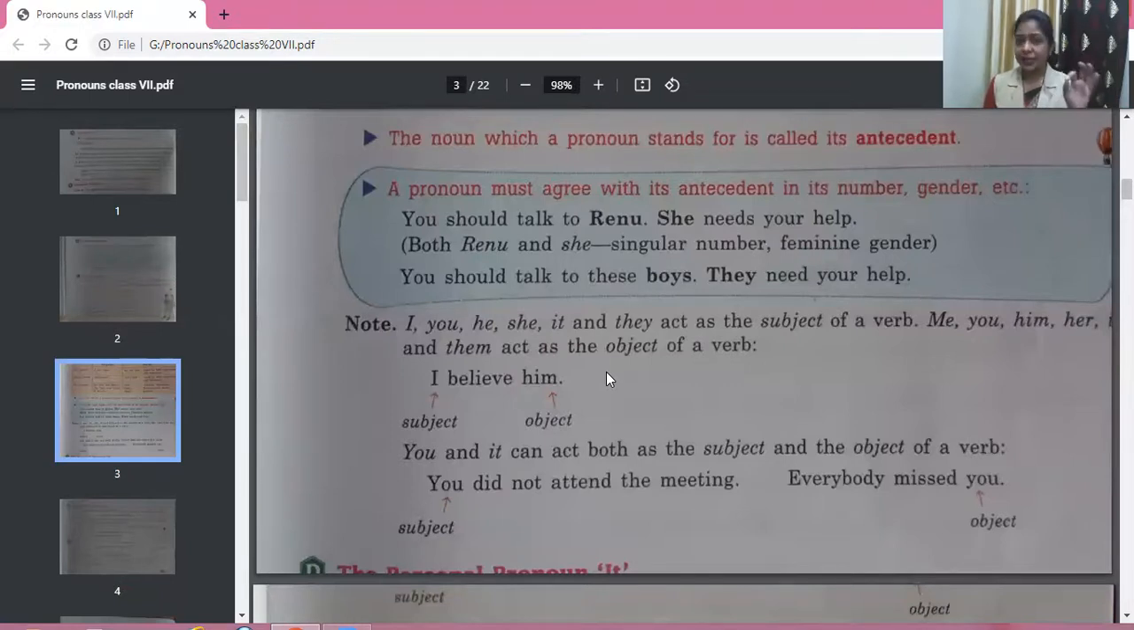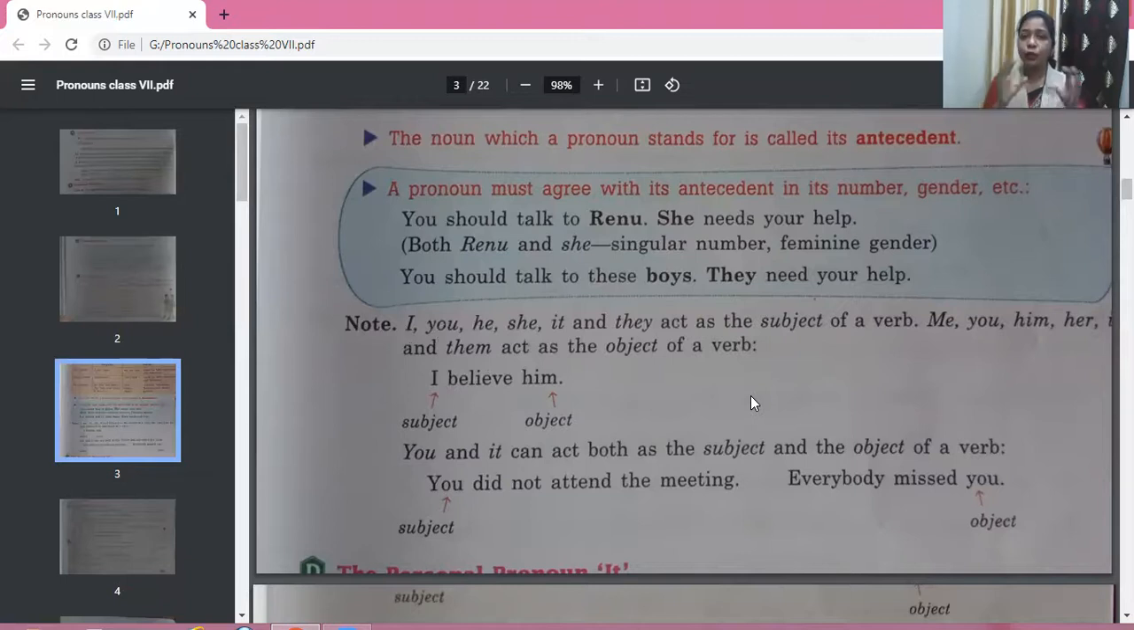Okay. Now it, if we talk about it, then it can be used as subject also or object also. How? I talked about Bruno. It loves me. It is the subject. And I love it. Then it is the object. So it can be used both as subject and object. Okay. So I, you, he, she, it and they can be used as subjects only. And me, you, him, her, it and them can be used as objects only.